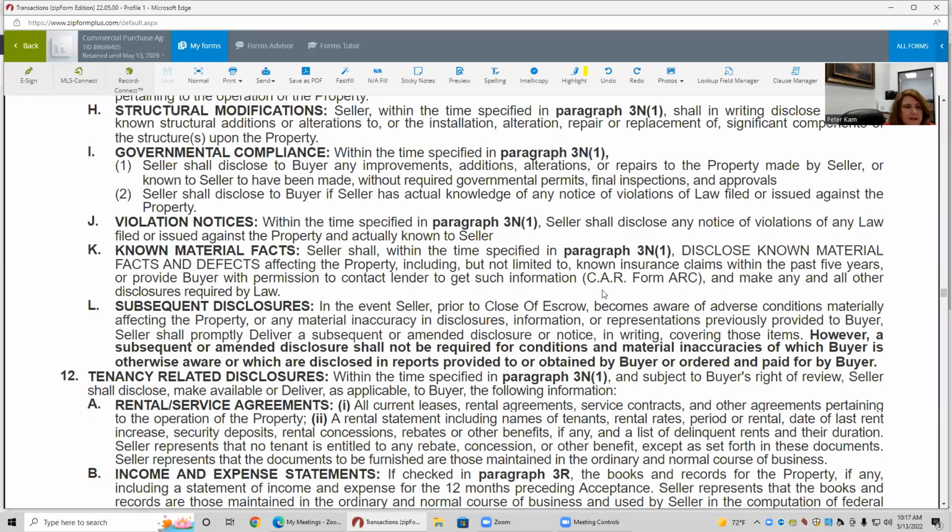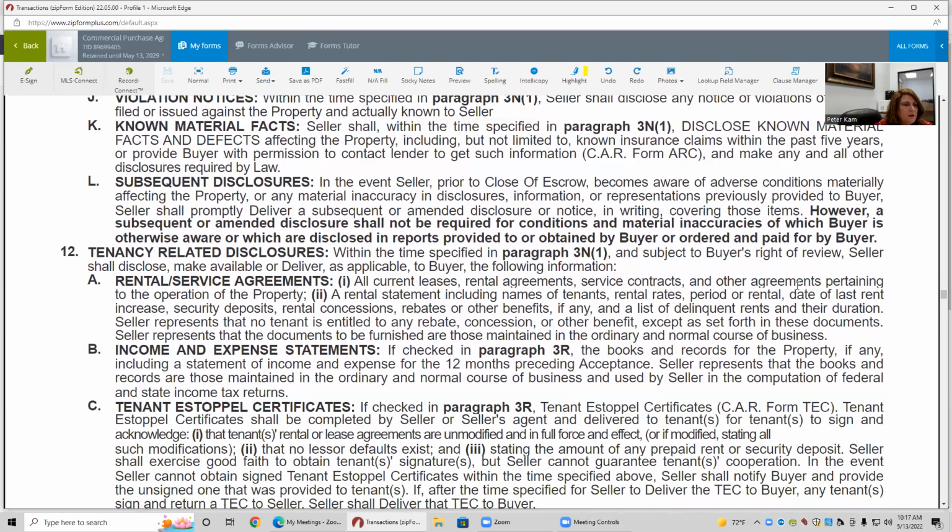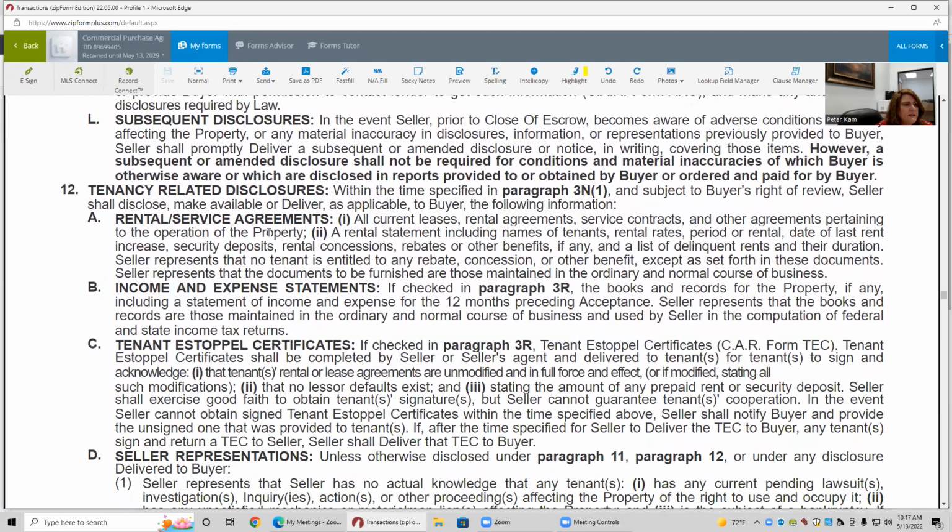Known material facts, again, just like on a residential, if the seller knows of any known material facts that would affect a buyer's decision on the property, make sure that they are disclosing those. We will be going through commercial disclosures after this, so I'll show you what form you would use to disclose those, okay? So tenancy related disclosures. If there's any rental service agreements, if there's a property management company, all of those need to be given over to the new buyer so they can make the decision.